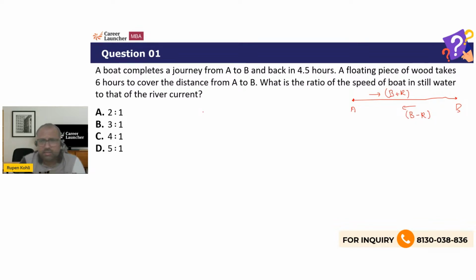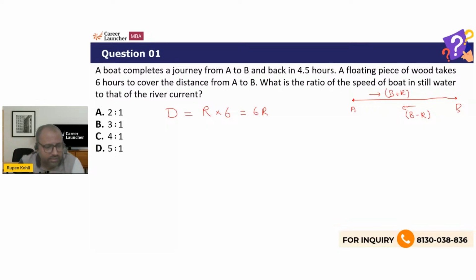The boat completes the back and forth journey in 4.5 hours, but we also don't know the distance, remember. Let's write the equation first for the floating piece of wood, because for the floating piece of wood, the only speed that works is the river current. Let's say the distance from A to B is some distance D. For the floating piece of wood, distance is speed into time. The speed of the floating piece of wood is the speed of the river current itself, into the time of 6 hours. So the distance from A to B simply becomes 6R.